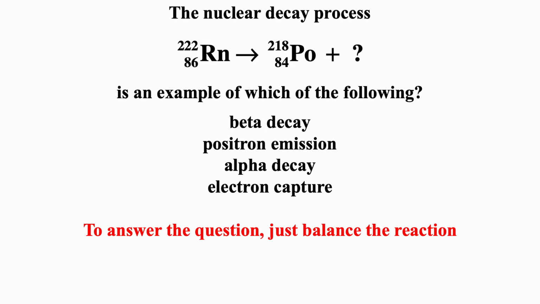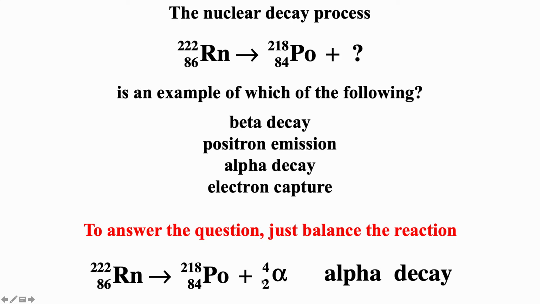Now, if we look at this one, again, all I have to do is balance. And so we have 222 minus 218, which means we have 4. 86 minus 84 is 2. And so a mass number of 4 and a +2 charge, and that would be an alpha particle. Again, remember that 2 protons and 2 neutrons are extra stable, and that's what a helium-4 nucleus is composed of, 2 protons plus 2 neutrons. It's also what an alpha particle is composed of.